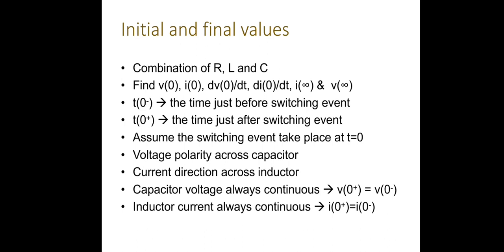The time just before the switching event is indicated by t of 0 minus, and the time just after the switching event is indicated by t of 0 plus. Assume that the switching event takes place at t equal to 0, and the voltage polarity across the capacitor and the current direction across the inductor are very important parameters we need to identify. The capacitor voltage is always continuous, so V of 0 plus is equal to V of 0 minus. Similarly, the inductor current is always continuous, so I of 0 plus is equal to I of 0 minus. This is the minimum needed to identify the initial and final values.